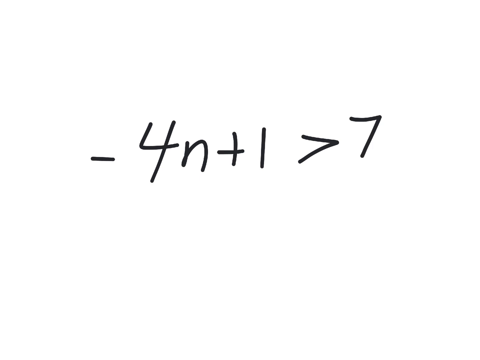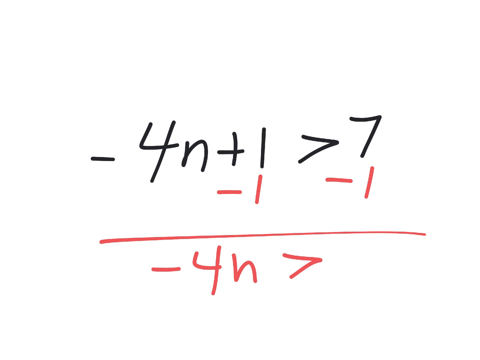All right, back to another fairly easy one. -4n plus 1 is greater than 7. It's really not that hard. The question is, will the kid remember to switch the sign at the right moment? Josh, what's the first step? Subtract 1. Yup.